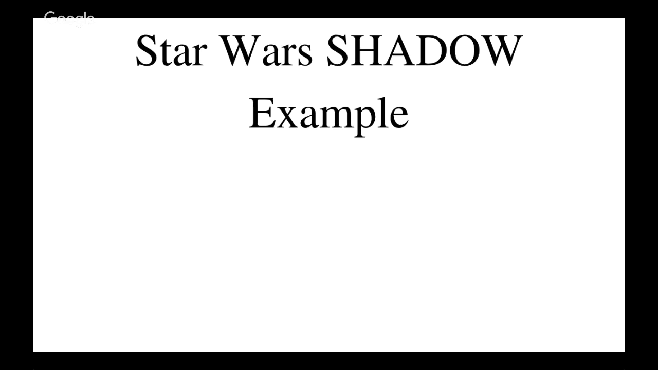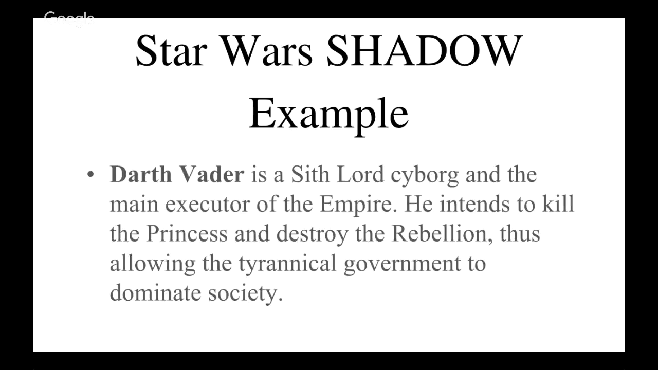All right, now here we go. This may be repetitive here a bit, my bad. Here's a Star Wars shadow example. Darth Vader is a Sith Lord cyborg and the main executor of the Empire. He intends to kill the princess and destroy the rebellion, thus allowing the tyrannical government to dominate society.